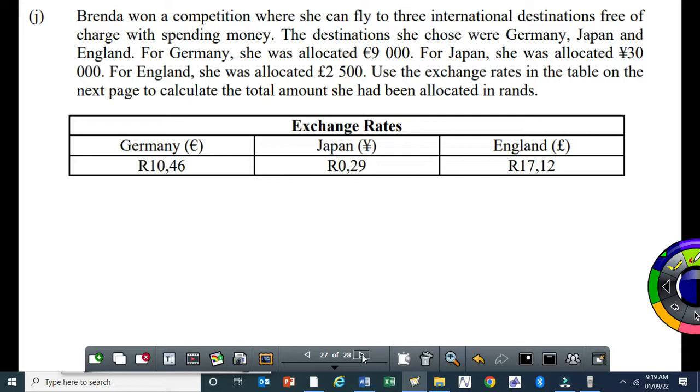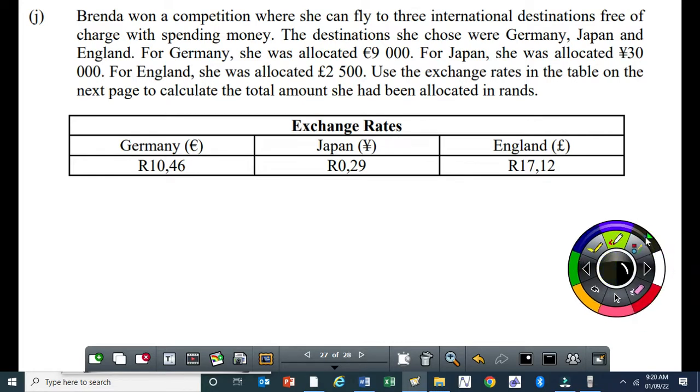So if we want to get a total, if you're following yesterday's lesson, for this question we have got 3 currencies. So you can do them separately and then add the totals, or you can just write one equation and get the answer. One equation with 3 different exchange rates. You convert the amounts to rand. So let's start with Germany here.